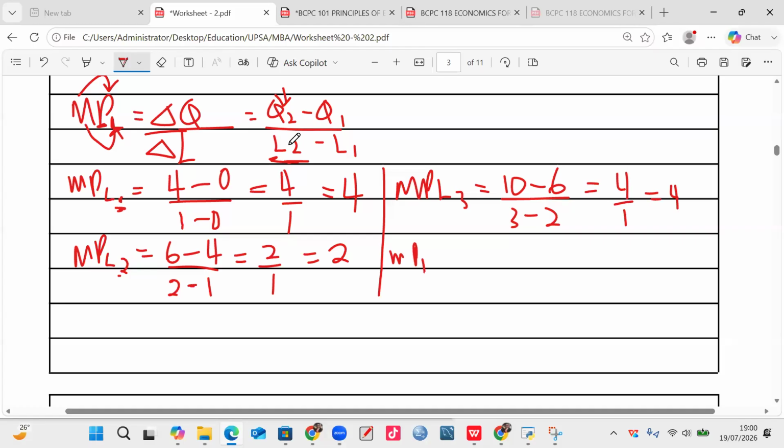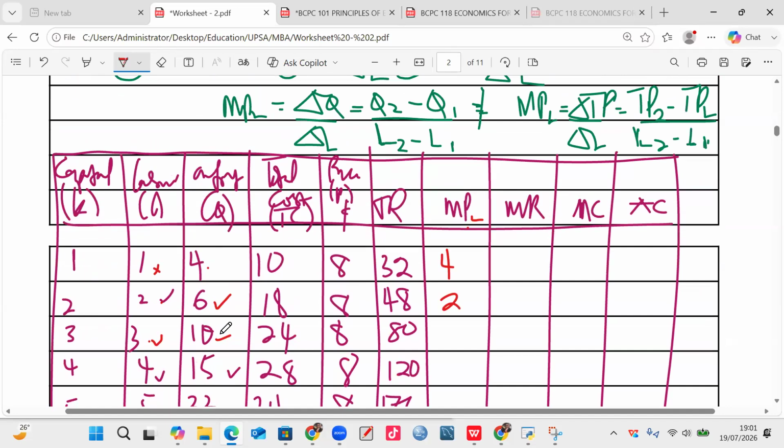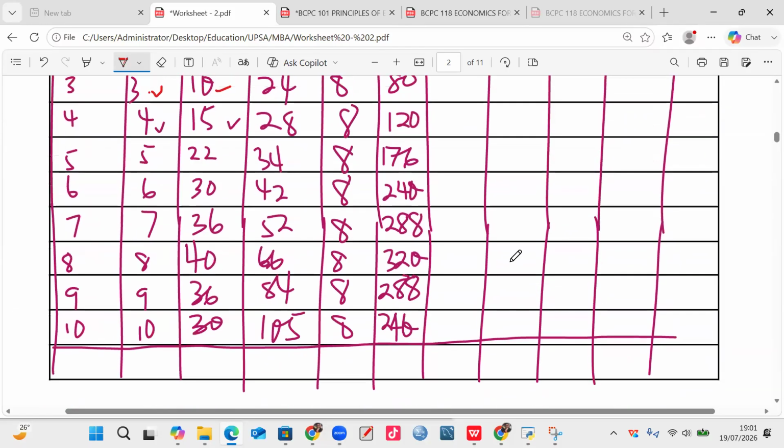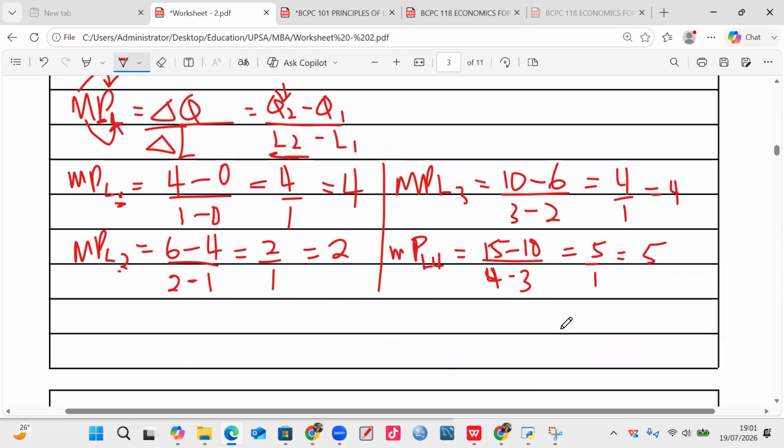In exams, you have to show working. MPL 4, the last one, labor 4. Current output is 15, then previous is 10. All over what? What's the labor level? 4. The previous is 3. So 4 minus 3. Are you good? What do we have? 5 over 1, which is 5. So 4 and 5.